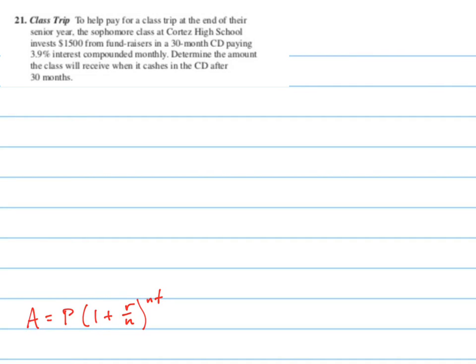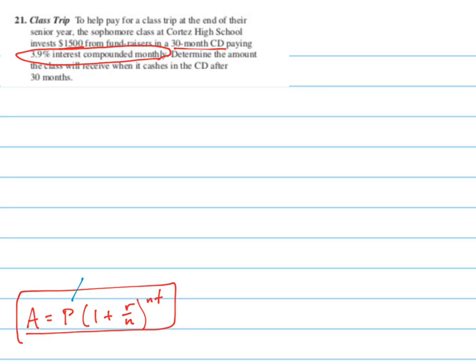Okay, here is a compounding interest problem. It says to help pay for a class trip, the sophomore class invested that much from a fundraiser in a 30-month CD. Okay, so here's our formula for compounding interest. It says that it's compounded monthly. That means it's a compound interest problem. So we need to know what all these variables mean first.